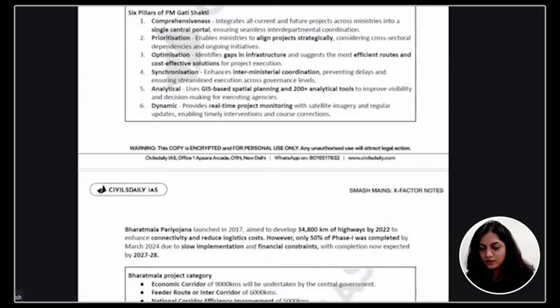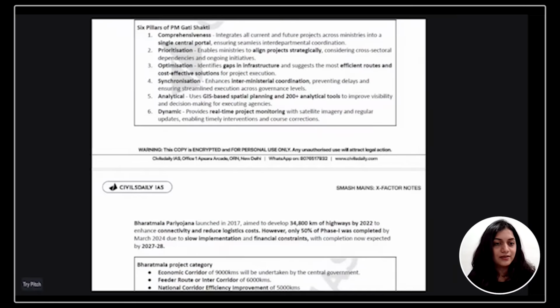Continuing with those, look at it. 6 pillars of PM Gati Shakti. Even these are addressed here. Okay? Bharatmala project categories, even that is addressed here.